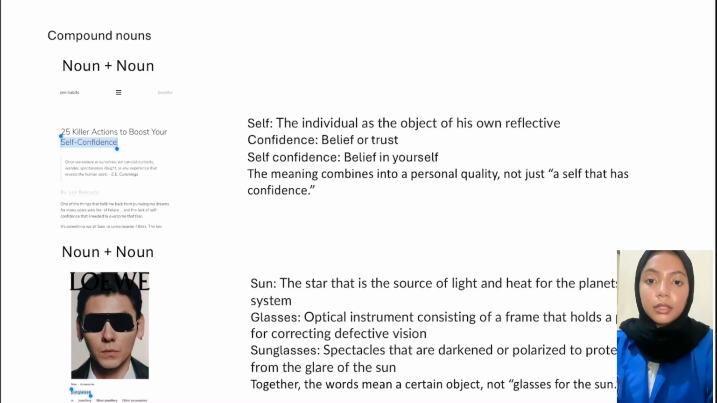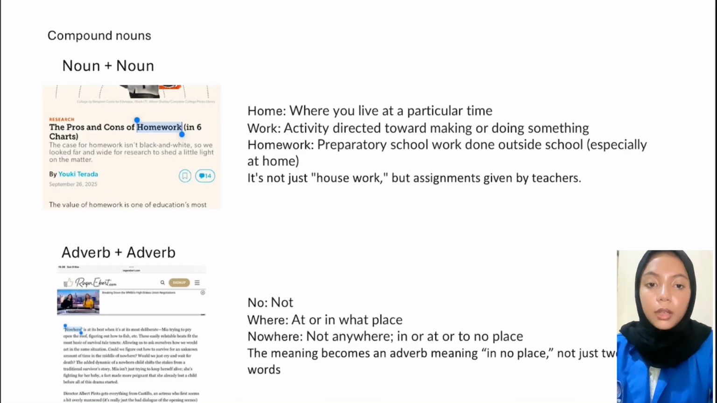And next I have sunglasses, noun plus noun. Sun is the star that is the source of light and heat for the planets in the solar system. And glasses, an optical instrument consisting of a frame that holds a pair of lenses for correcting defective vision. Sunglasses, spectacles that are darkened or polarized to protect the eyes from the glare of the sun. Together the word means a certain object, not glasses for the sun. And then I have homework, noun plus noun.